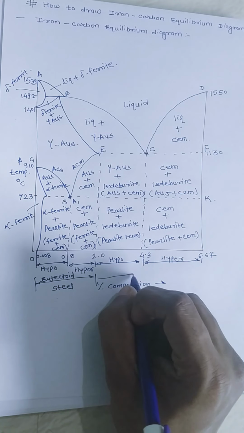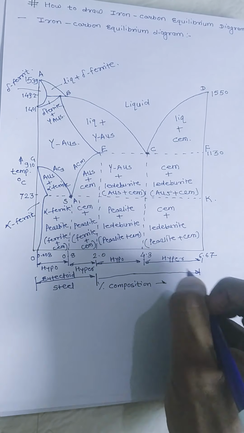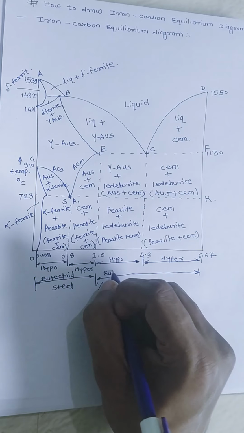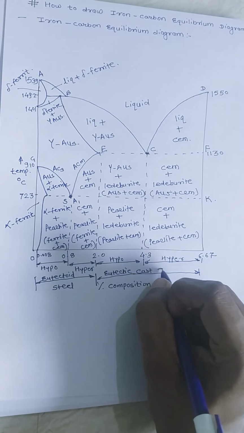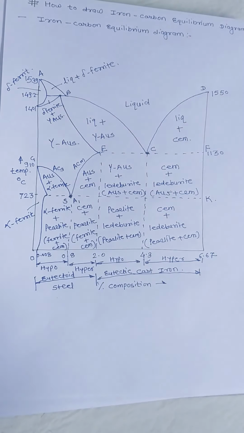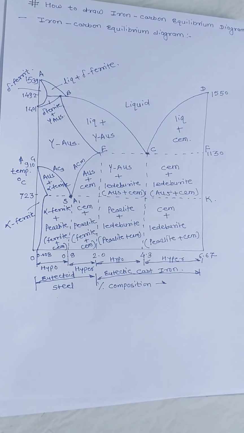Which region? Eutectic cast iron. Okay, this is the complete iron-carbon equilibrium diagram. After that, we show which reaction is carried out, and this can be done further. Okay, thank you. This is the complete iron-carbon equilibrium diagram. Thank you.